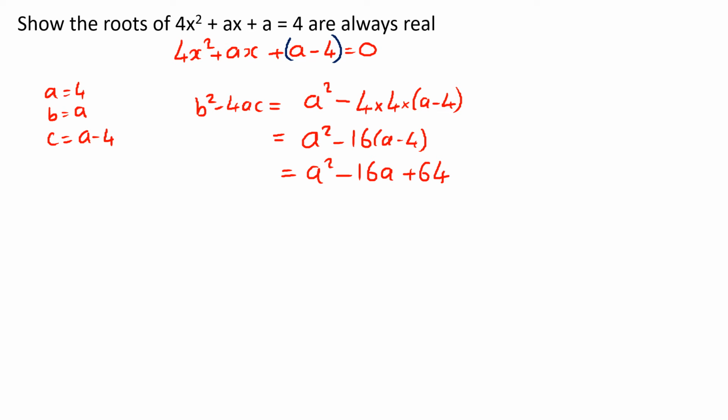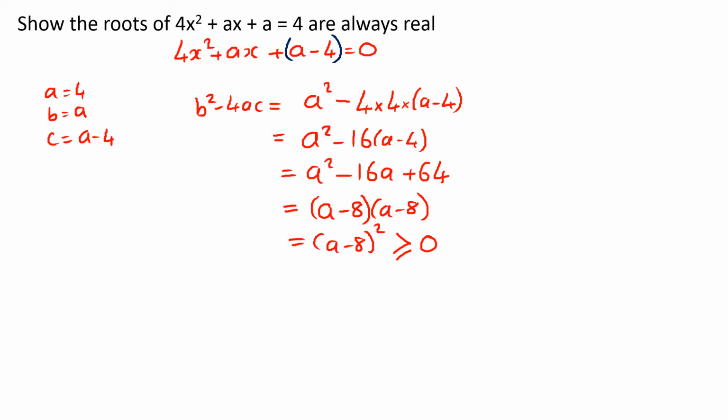Well, we can factorize it. We can use a quadratic within a quadratic. And this actually will go to, times to 64, adds to minus 16. It will go to (a minus 8)(a minus 8), in other words, (a minus 8) all squared. And what do we know about square numbers? We know that they are always at least 0.